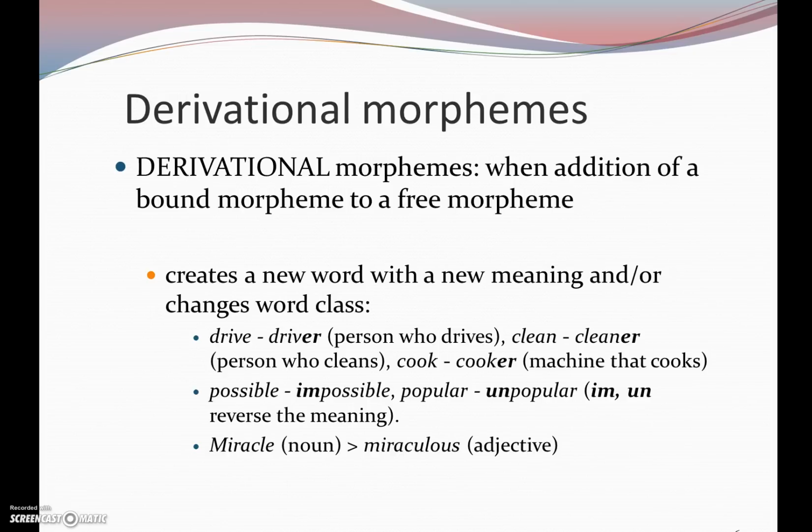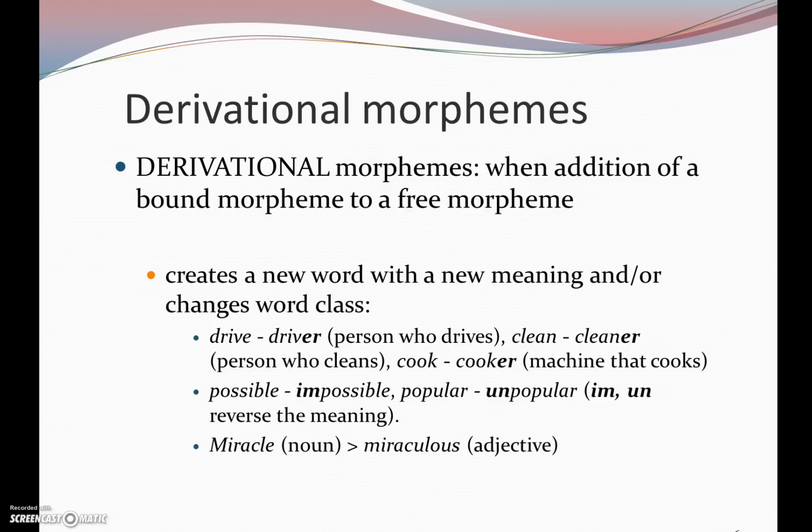All right, we can add that to the end, and all of a sudden we have a person who drives. So this is a noun. So that's a change in word class, and obviously it's a change in meaning as well, talking about an action and talking about a person. So driver, this er ending, that's a derivational morpheme. So it's a bound morpheme because it doesn't work on its own, but it's also a derivational morpheme because it changes the word class and the meaning.